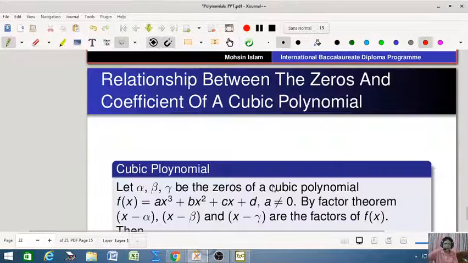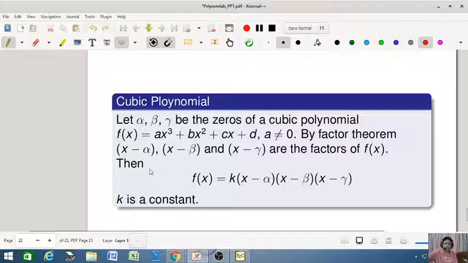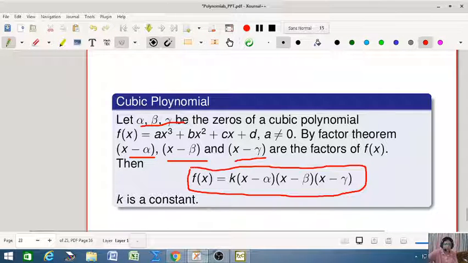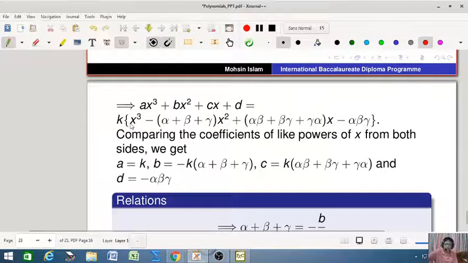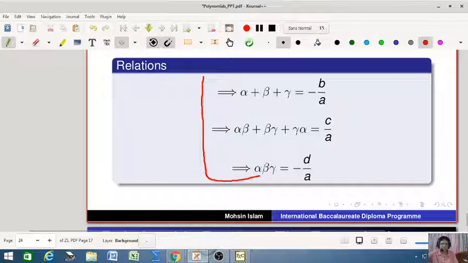Next, I will talk about cubic polynomial. For a cubic polynomial, there will be 3 zeros, alpha, beta, gamma. So there will be 3 factors, x minus alpha, x minus beta, x minus gamma. And f(x) is given by this, because you have 3 factors. And similarly, you can work out by equating the like powers of x from both sides, and you can get the relationship between the zeros and the coefficients, and that is given by this.